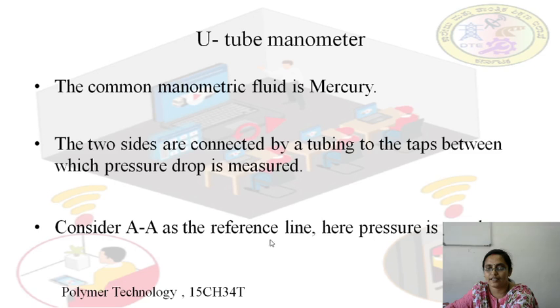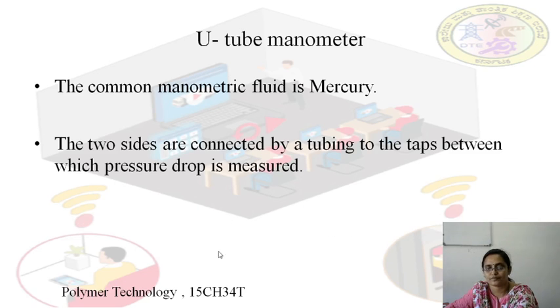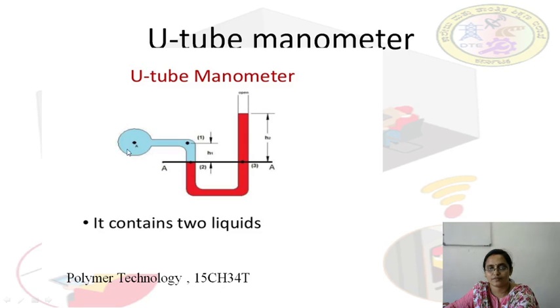Consider AA as the reference line. Here pressure is equal. Here at AA, the reference line, the pressure on the left side is equal to the pressure on the right hand end. Pressure on the left limb is equal to pressure on the right limb. AA is the datum or reference line.